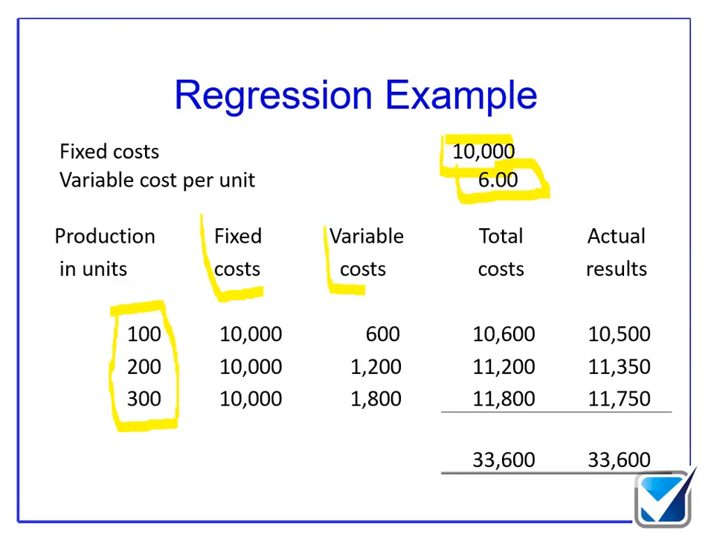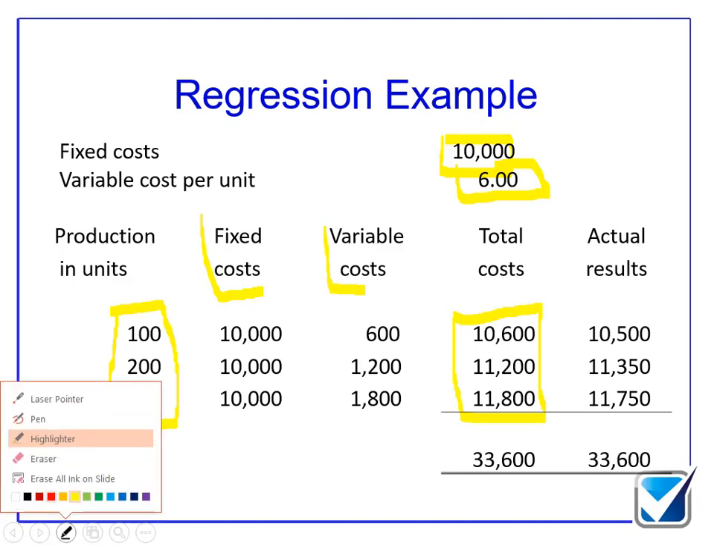So my total fixed costs stay the same. So that's all okay. My variable cost, $6 per unit, multiplied by the number of units, gives me 600, multiplied by 200, etc. That now gives me my total cost. So that's the cost I would have expected to get. Now I'm going to change colours because this gets all funky.